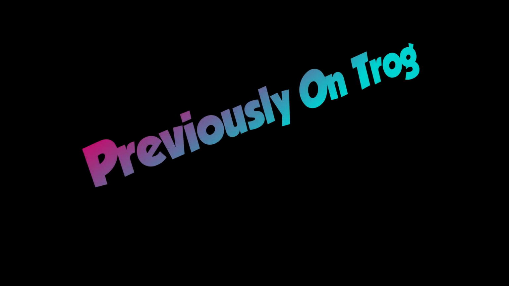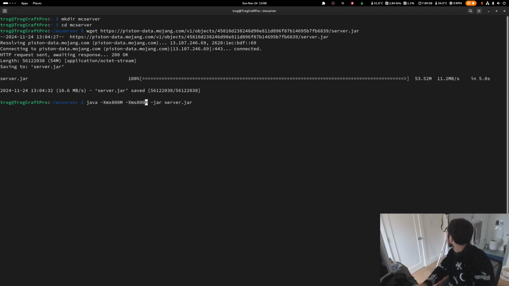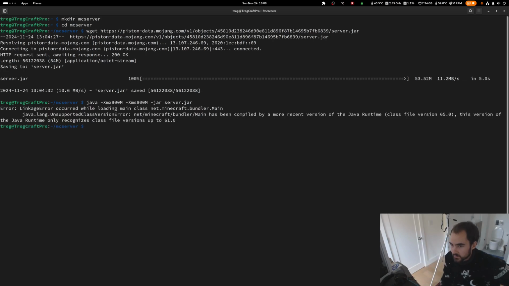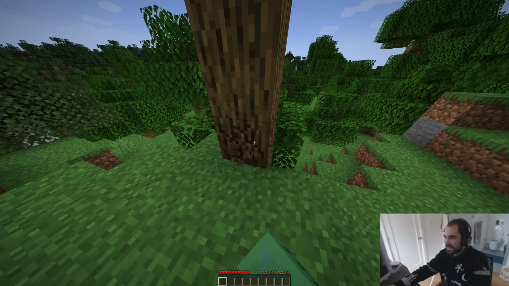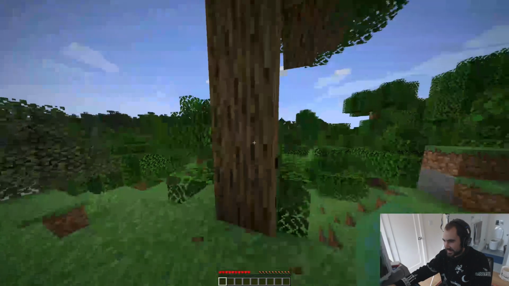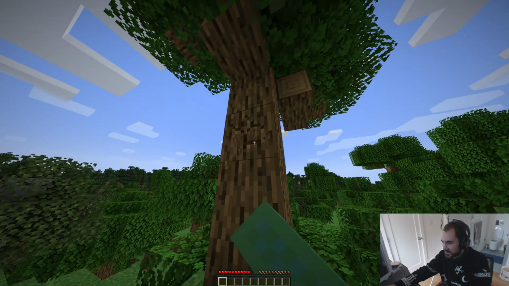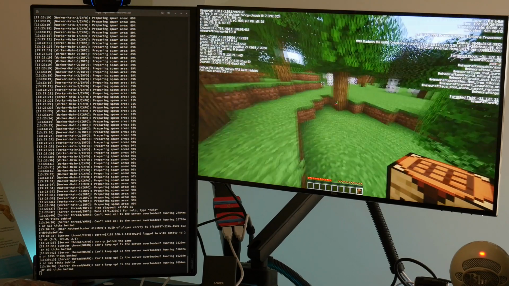Previously on Trog. All right, fingers crossed. Moment of truth, third time's the charm. I guess it's only the second time for you since I cut out the Raspberry Pi 2, but let's see. Oh no. Oh no. It's running really behind.